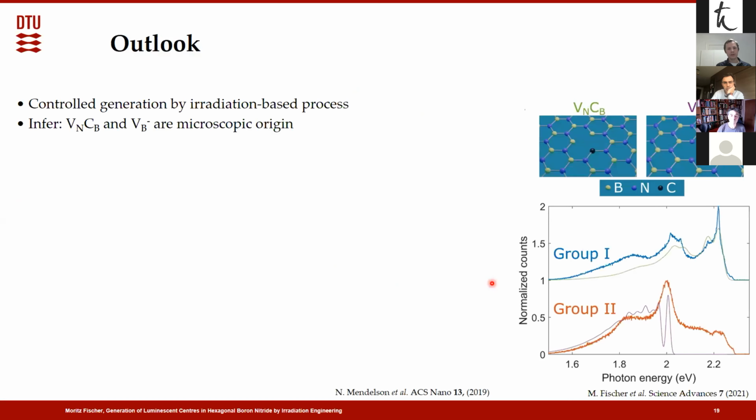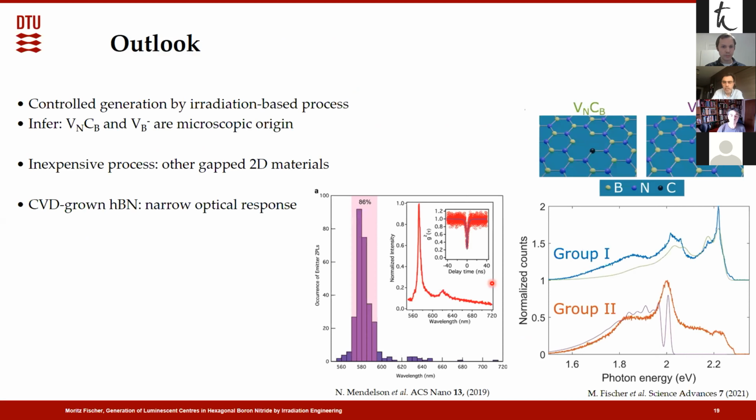And as a quick outlook, we made a step forward towards the controlled generation, and we inferred these 2 defects to be responsible. What is also important to note is that our process relies only on inexpensive equipment. We're using a reactive ion etch reactor and an annealing furnace. So in principle, you can easily apply this to other 2-dimensional materials to create luminescent centers in a controlled fashion, or even single photon emitters.